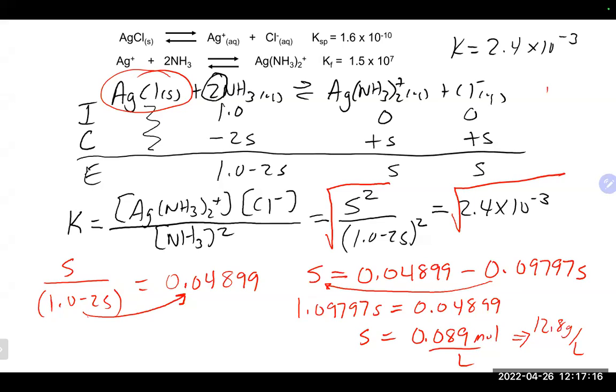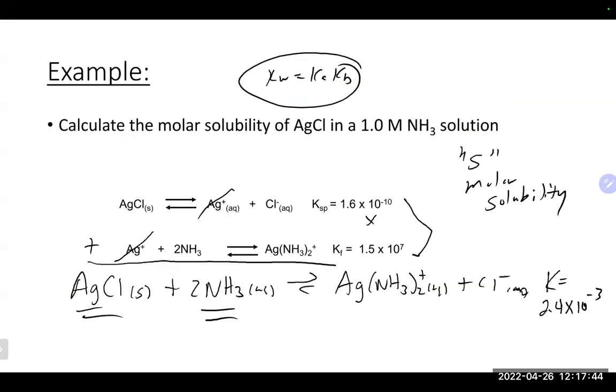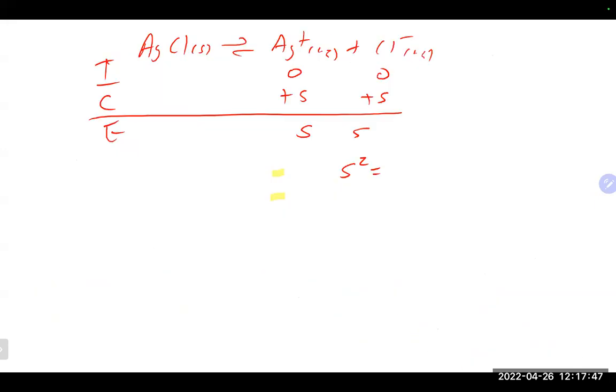Now, if you remember, I think we did silver chloride earlier on. Just for reference, if you solve for silver chloride in water, we had that earlier in the slide. That had us with 0, 0, changes plus S, gives us S and S, gives us S squared equal to our Ksp there, which was 1.6 times 10 to the minus 10.